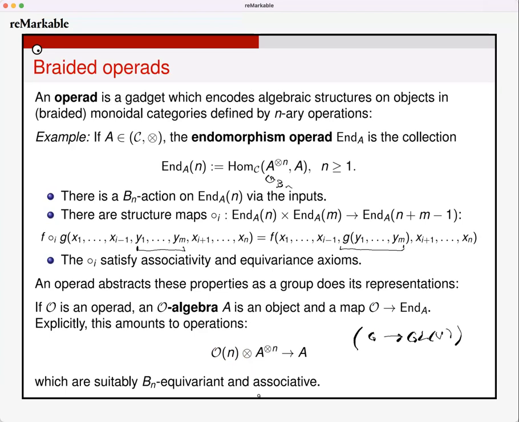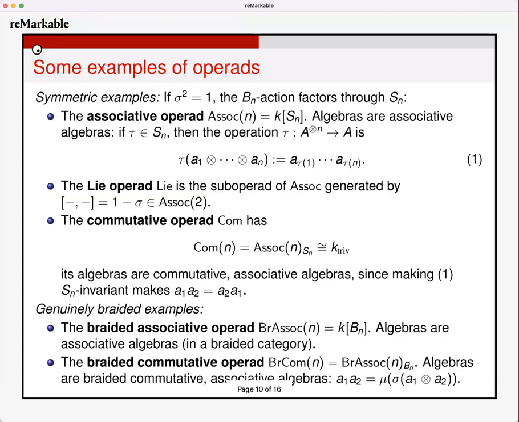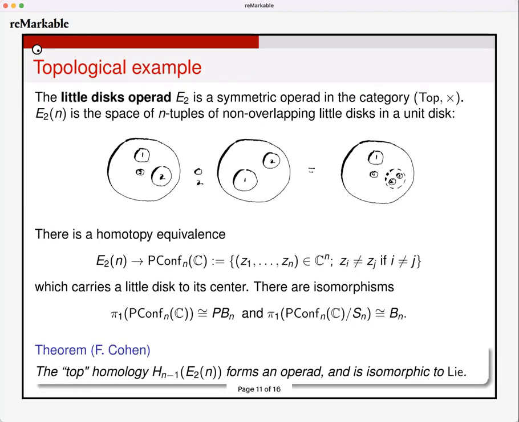All right. Maybe I will skip the examples because I think most of you are pretty familiar with them. Our favorite example in topology is the little disks operad. Let me just remind you that the spaces in the two-dimensional little disks operad are homotopy equivalent to the ordered configuration spaces of n points in the plane.